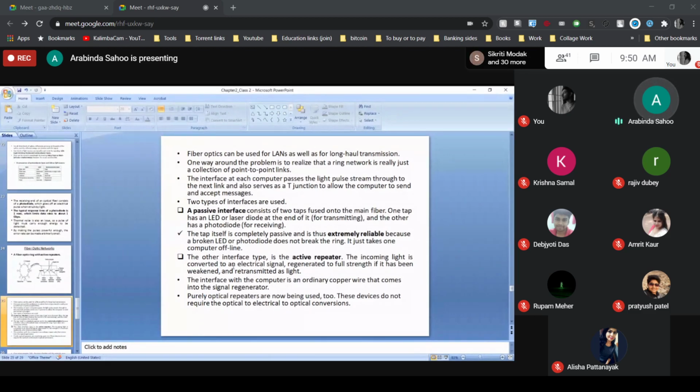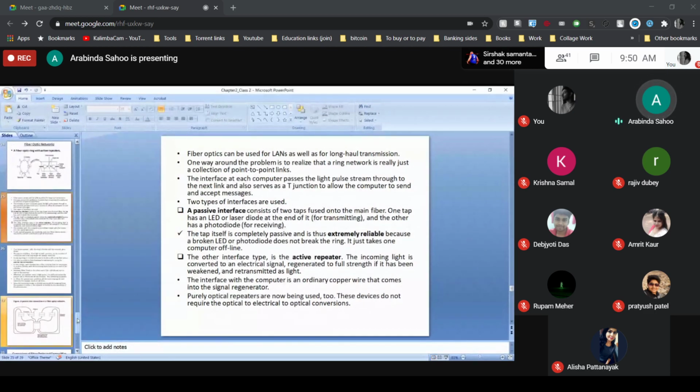And the other interface type is the active repeater. The incoming light is converted to an electrical signal and regenerated to full strength. This is the basic function of your repeaters.